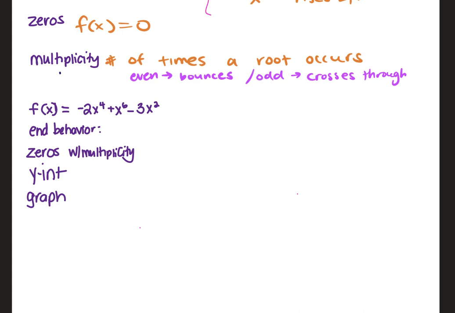So in this example, what's the highest exponent? 6. It's even. It's positive, which means both are up. Then I'm going to set it equal to 0. I'm going to rearrange this so the 6 comes first because I want it in decreasing degree order. It's going to make it easier to factor.